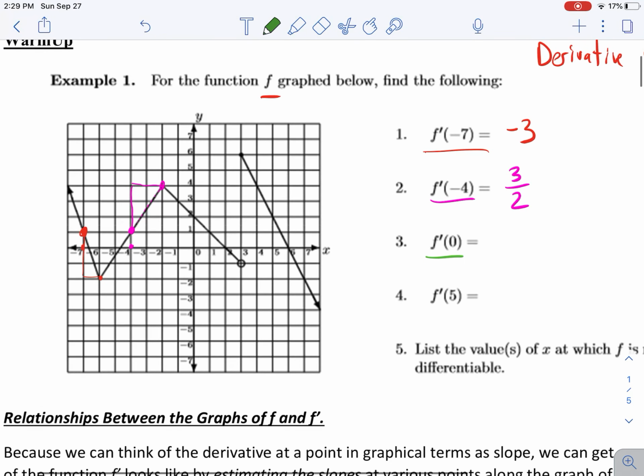F prime of 0 means the derivative at 0. Here's 0. The function value exists up at 2. Don't care. What's the slope? Oh, that one's easy. It just goes down 1 over 1, so it's negative 1. The slope is negative 1. Therefore, the derivative is negative 1 at 0.